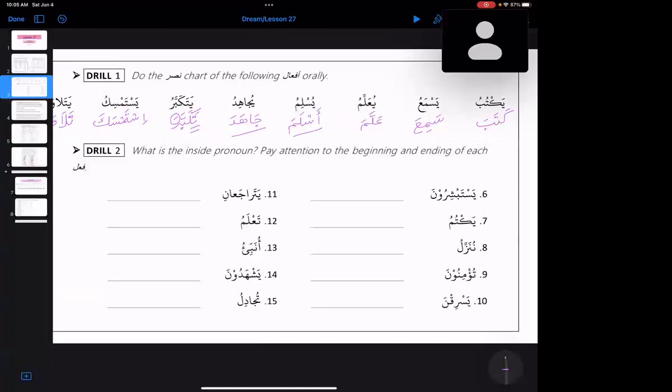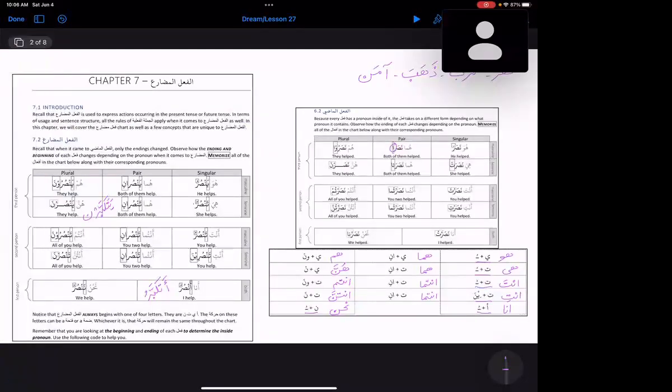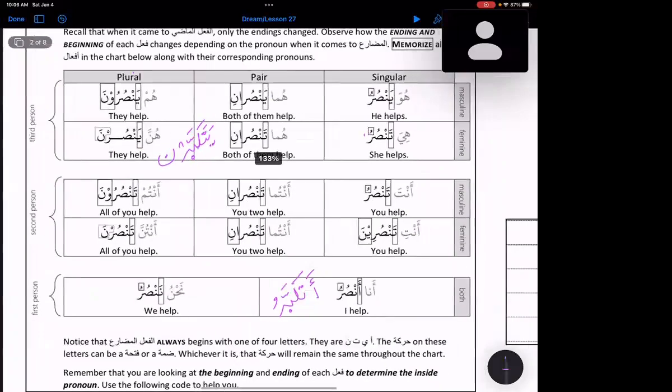So let's do just one last. Istamsaka, we did in this kind of pattern, so let's try this one. Istamsaka will become yastamsiku. So yastamsiku, now we can conjugate.